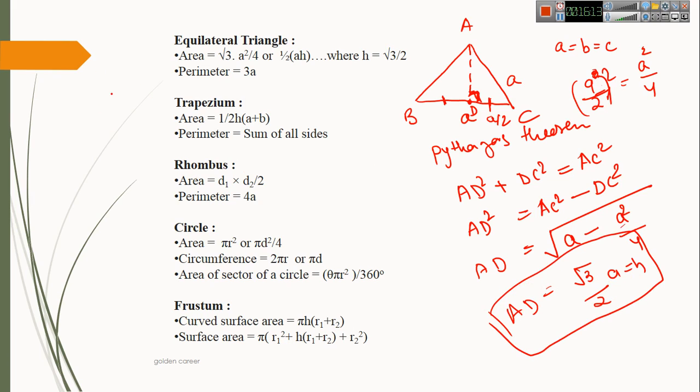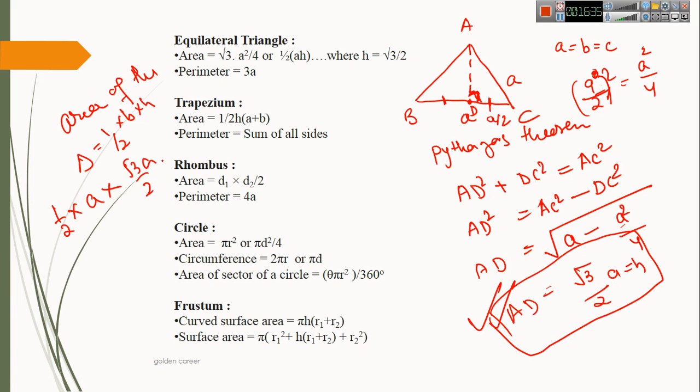And the area of the triangle will be half into base into height. What is the base for an equilateral triangle? It is the same, since all the sides are the same. Here the base will be a into the height that we calculated here, root 3 by 2 a. Then the area of the triangle equals root 3 by 4 a square.